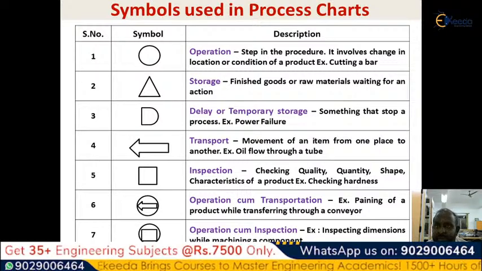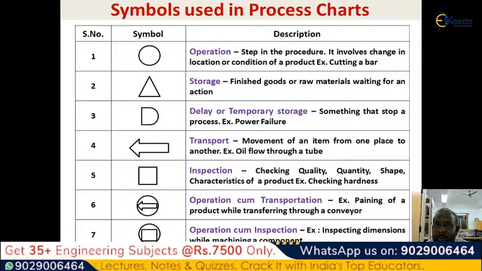Then if the product is in the action of traveling, then I can say it is going to be in transport, which is indicated by an arrow mark. So this arrow mark, again, it can point northwest, east, south, anywhere you can indicate that. It need not be only towards your left. Then inspection, again, is going to be a square symbol.